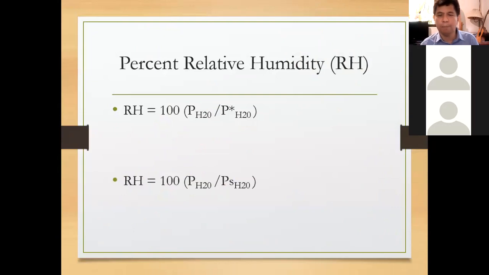And then this is the definition of percent relative humidity. Sinasabi ko naman sa inyo, hindi naman masyadong mahalaga yung percent humidity at saka yung percent humidity na ginagamit sa HP. Hindi masyadong ginagamit 'yon. So ang madalas yung percent relative humidity. And then ang definition ng percent relative humidity is 100% times pH2O, this is the actual vapor pressure of water in air, divided by P star H2O. P star H2O is the saturated vapor pressure of water in air.